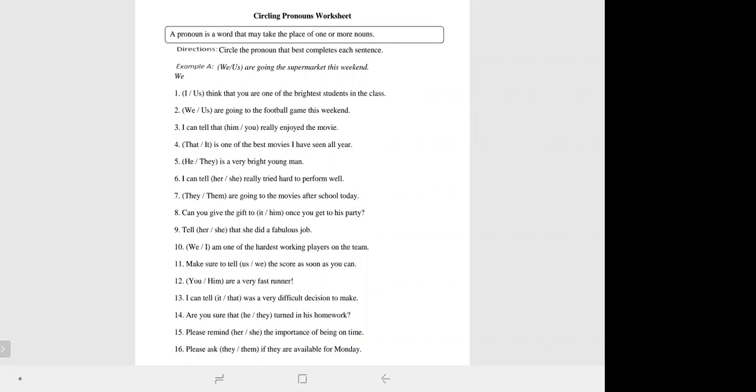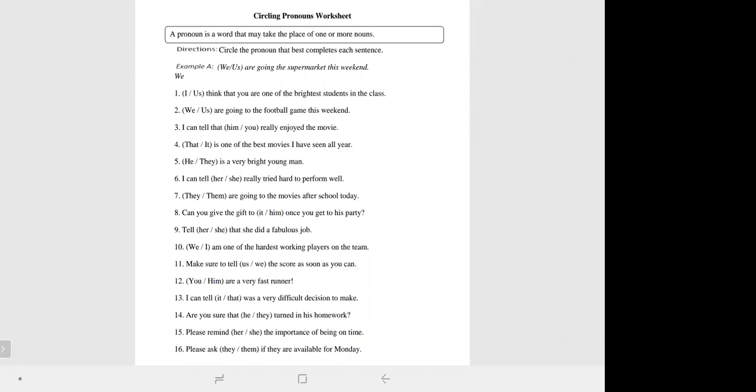He. Yeah, because the pronoun he is followed by the singular verb to be, which is. So he is a very bright young man. Number 6. She. Yeah, I can tell she really tried hard to perform well. Yes, I can tell she really tried hard to perform well.